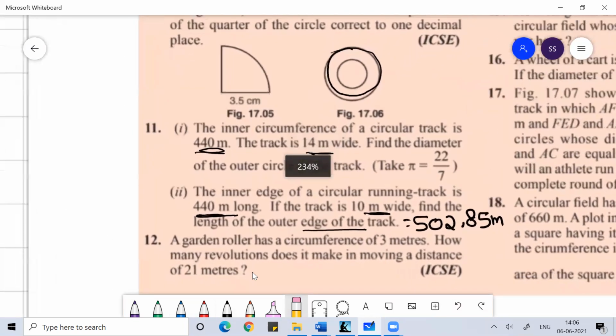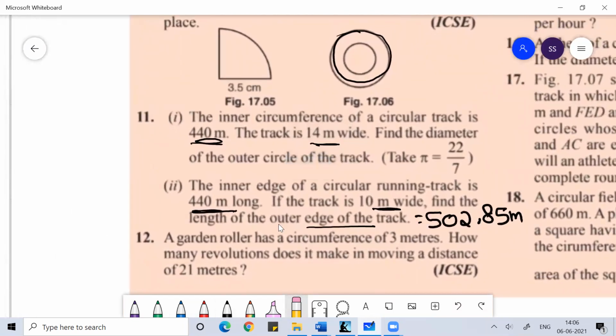A garden roller has a circumference of 3 meters. How many revolutions does it make in moving a distance of 21 meters? That is 21 by 3.